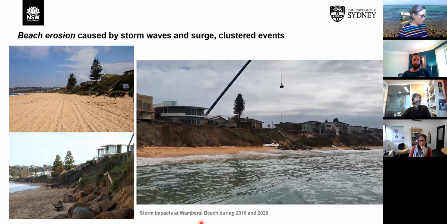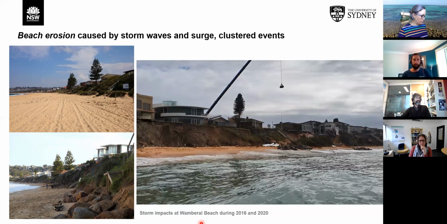This is some recent impacts at Wamberal Beach that you might have seen in the news headlines. So this is sort of on the central New South Wales coast. And what I'm showing here is before and after a storm in 2016. And these are the impacts of a recent storm in 2020. So fairly regular sort of event-driven storm erosion on our beaches. And obviously the impacts to the beach environment and coastal development is evident there.